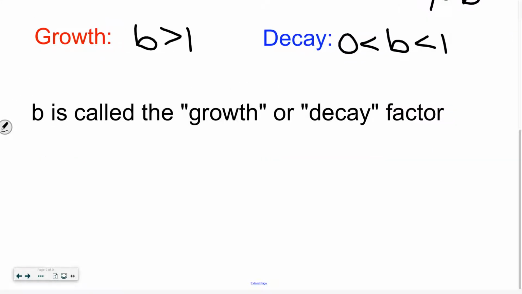Okay, now in addition to being called the base, the base of the exponent is also called the growth or decay factor. So this is really important in terms of directions. Make sure you write this down, maybe bubble it or underline it or write it in a different color, whatever you like to do, so that when you see that in directions, if they say identify the growth factor, identify the decay factor, you know that your answer is just the value of b. The value of b is the growth or decay factor.